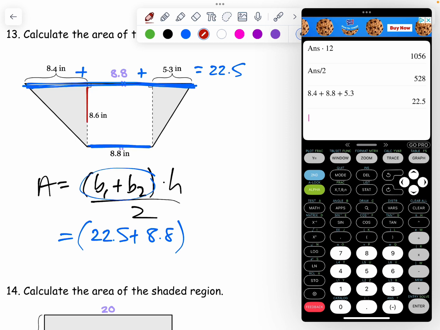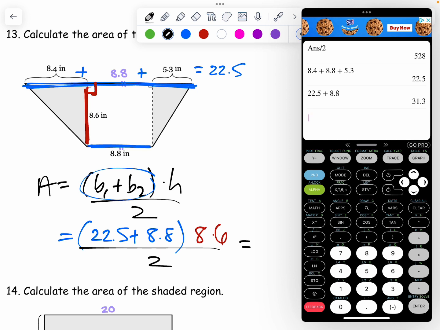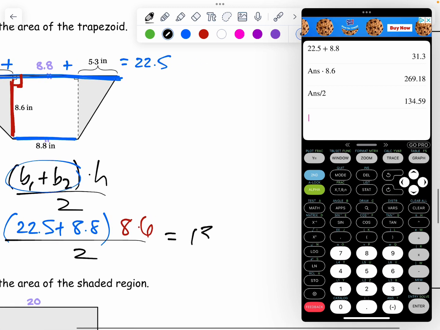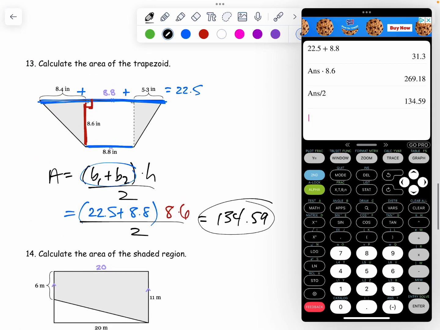Let's find the height. So remember, you always measure your height at a right angle. So there's the right angle, and the height is 8.6. And don't forget, divide by 2 is in the formula. So I'm going to add those together. 22.5 plus 8.8. I'm going to multiply that by 8.6, and I'm going to divide by 2. And I got 134.59. Awesome. And I think that's my last one.